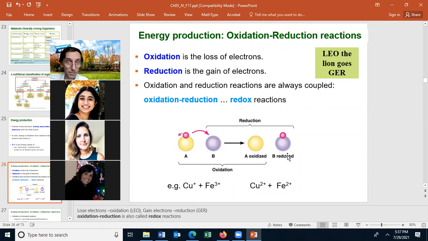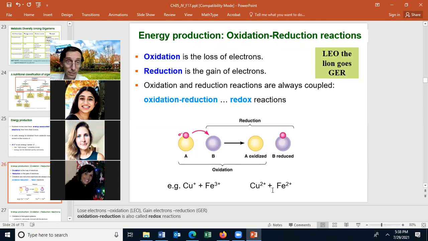So they're always coupled. Oxidation-reduction reactions are frequently called redox reactions, just to shorten the name. And they got that from the reverse reduction and ox for oxidation. An example is where copper plus one plus iron with three plus charge can be converted into copper two plus. So copper is oxidized, it loses an electron. And then iron becomes reduced, it gains an electron. And iron goes from 3 plus to 2 plus.